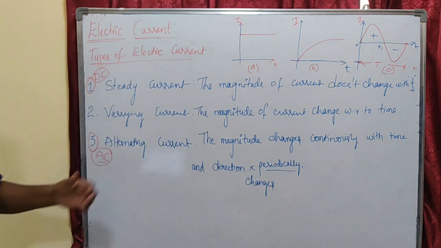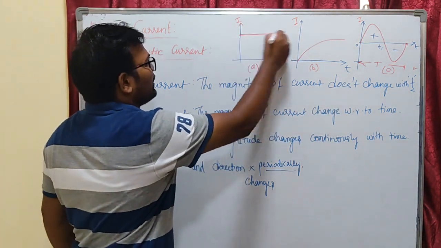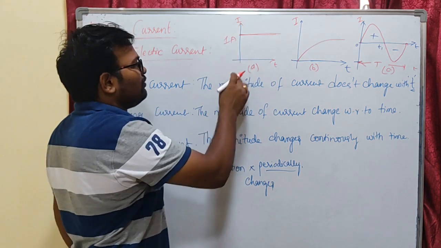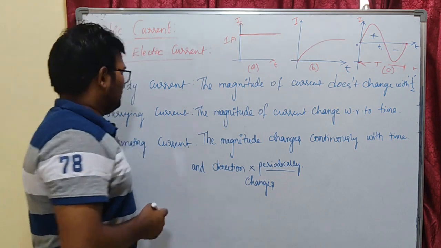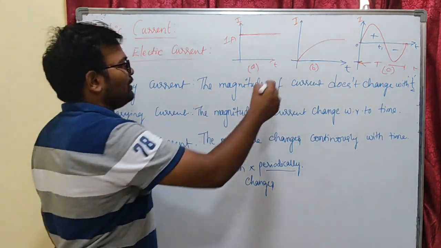So what is a steady current? The magnitude of current doesn't change with time, that means it is constant. Let me consider it is 1 amp. So 1 ampere of current is constant throughout the time period. Then what is varying current? That means it varies with respect to time, that's it.